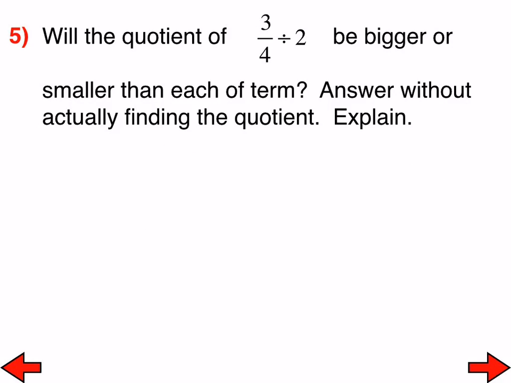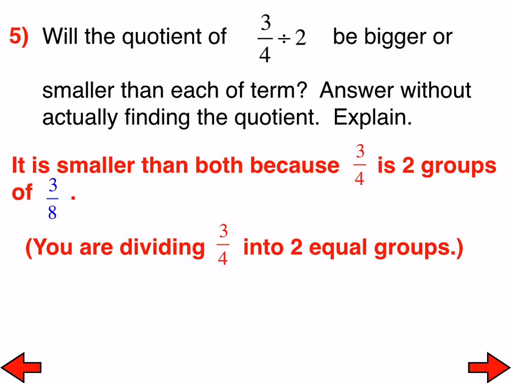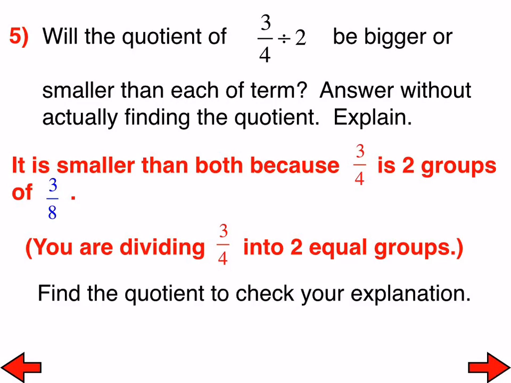Number 5. Will the quotient of 3/4 divided by 2 be bigger or smaller than each term? It is smaller because 3/4 is 2 groups of 3/8. You're dividing 3/4 into 2 equal groups, and then if we were actually to do the math, we would clearly see that that would be the case, because 3/4 divided by 2 is 3/8.